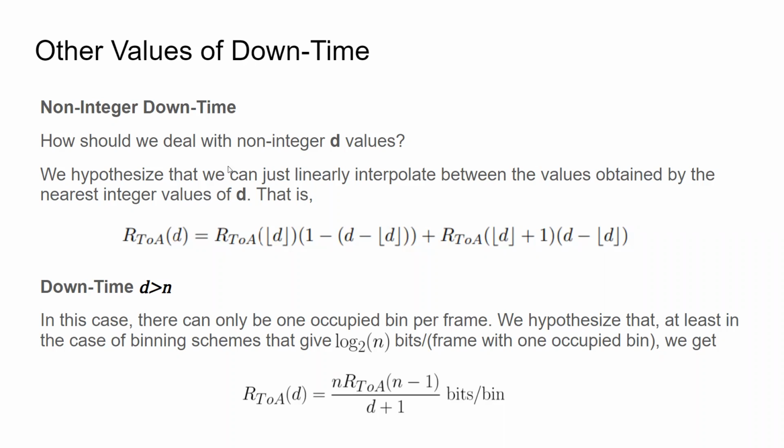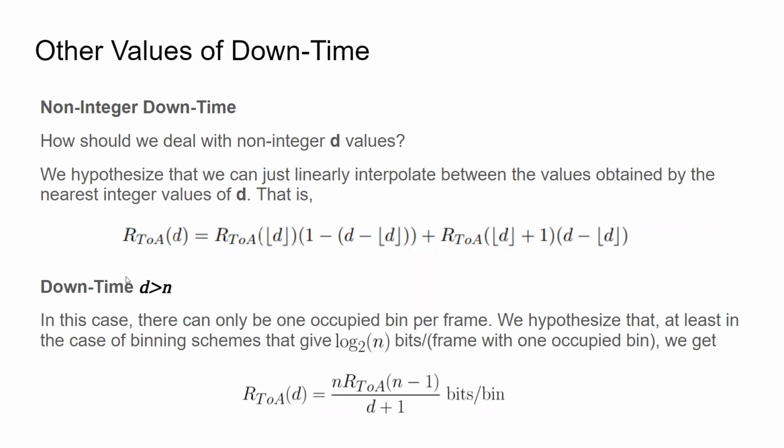Well, for these formulas, I got them just by playing around with some of these plots and then just looking at them. For the parameters that I played around with, this seems to fit for the most part. If you have a non-integer downtime, you can just linearly interpolate between the nearest integer values of D. So hopefully I got this linear interpolation formula correct.